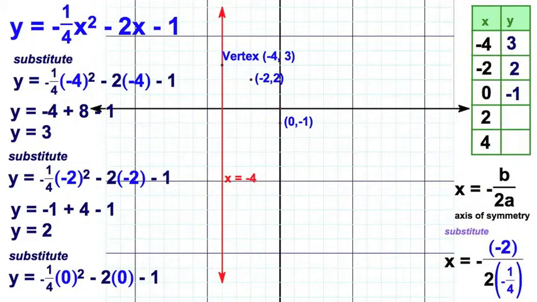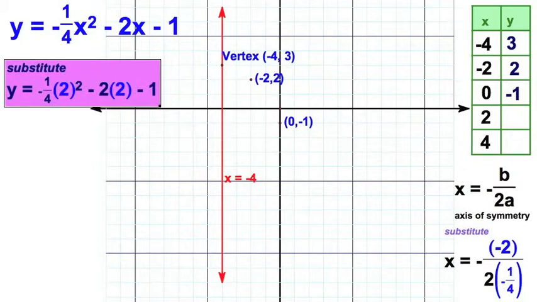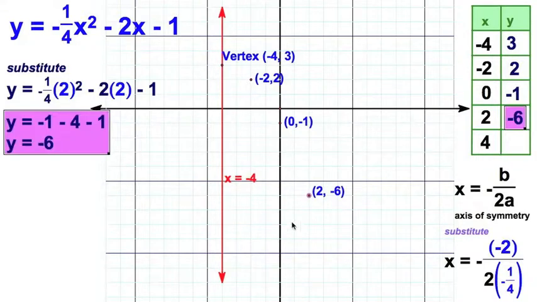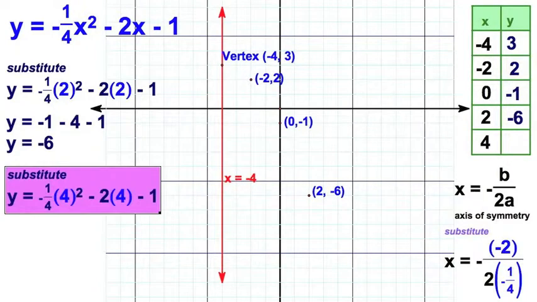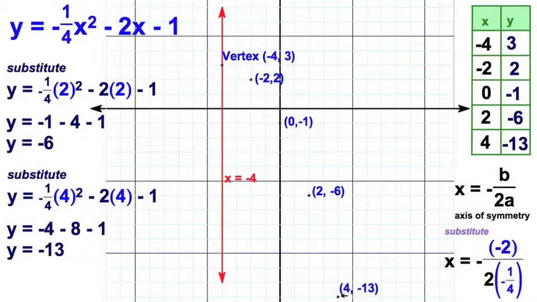It says so right there in the equation. Okay, let's clean this up and do just a couple more. How about here, where x is equal to 2? Again, the same thing. You can work that arithmetic out, and you will see 2, negative 6. One more time, a little bit more arithmetic. We'll try it this time with the number 4. And I can see it works out to 4, negative 13.